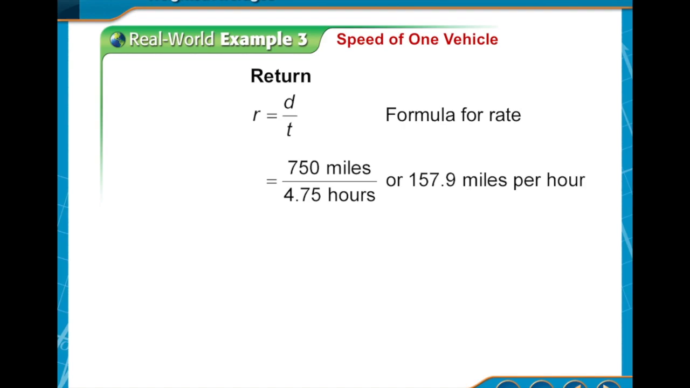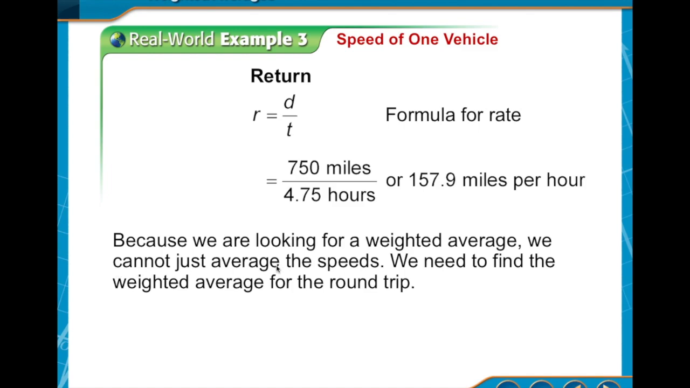Very important. It makes sense now that the miles per hour is lower on the return flight because it took longer. They were flying slower. So that's our rate. Miles divided by hours, miles per hour. So we have that rate there. So because we're looking for a weighted average, we can't just average the speeds. We need to find the weighted average for the round trip that takes into account the timing of how long it took.